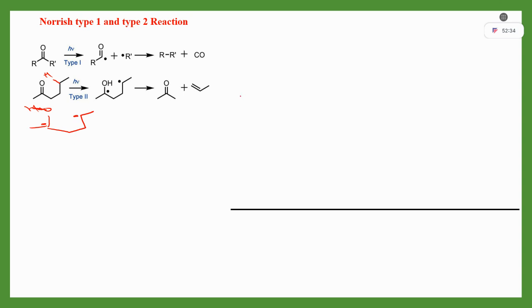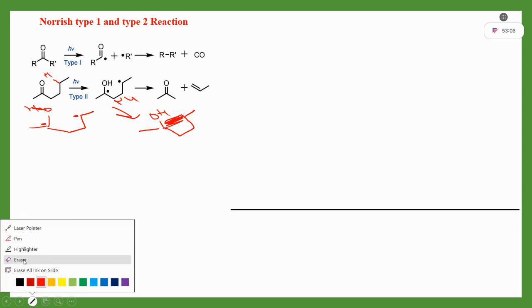Now two possibilities are there. One is that this bond can cleave from here, leading to formation of these two products. The radicals combine, leading to formation of an alkene, and here the carbon. Another possibility is that they can form this cyclobutanol. So these are the possibilities of Norrish type 1 reaction and Norrish type 2. I hope it is clear.